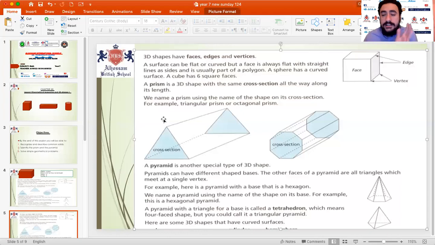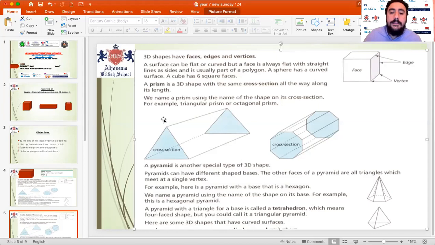Prism, if there is a cross section across its length, like here, for example, this is a prism. Why is it a prism? Because there is a cross section all the way along its length. Instead of thinking about the cross section, the upper face and the bottom face are the same. So this is a prism. And after that, we name the prism according to the cross section, or according to the upper and the bottom face. If they are triangles, we're going to say triangular prism, rectangular prism, and so on.